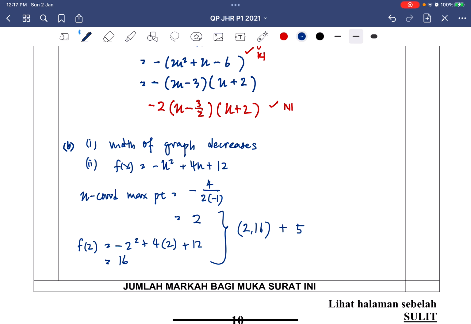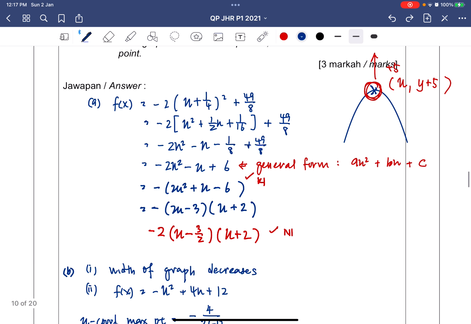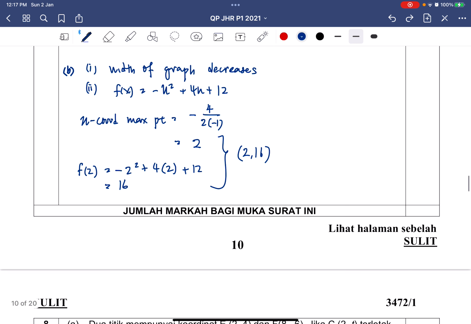After adding 5 units or moving 5 units upwards, your final maximum value will change. Okay, the x coordinate remains, but this will +5 for my maximum value. So my final answer should be, therefore the maximum point would be 16 plus 5, which gives you 21. That's the final answer.